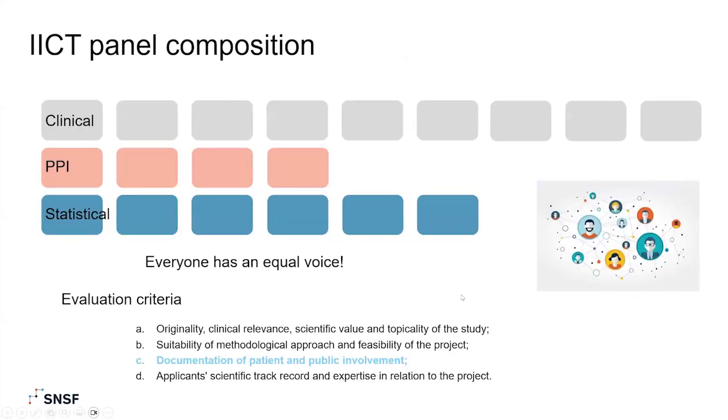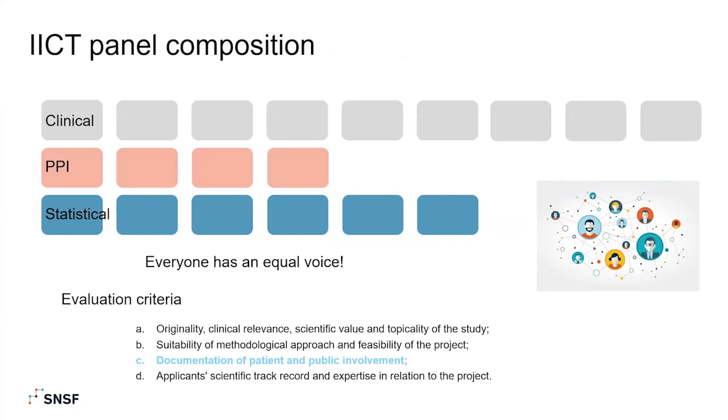You already saw this graph. This changes from year to year depending on how many applications we get. So the panel is never fixed. It's an international evaluation panel, which can be composed differently with different numbers of people. So for this call, we will have 9 clinical experts. We have 4 PPI experts and 6 statistical experts to evaluate the grants. And all of these experts have an equal voice on all of the grants.